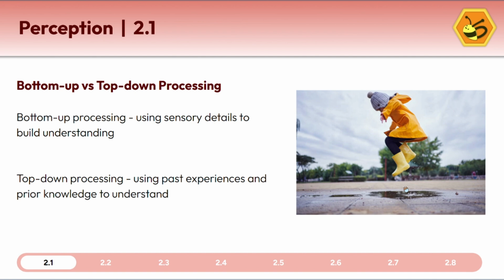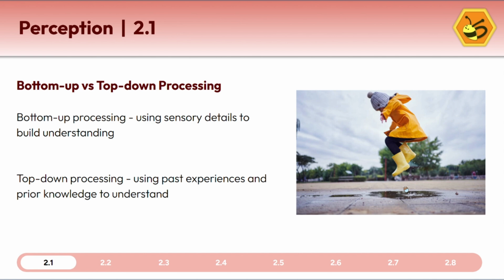Okay, let's start off by talking about bottom-up processing and top-down processing. Bottom-up processing is when you use sensory details to build understanding from scratch. Typically, we use bottom-up understanding when we come across something entirely new. Let's take the example of a child in a puddle. If a child comes across a puddle for the very first time, they might step in it and build an understanding based on their senses of sounds, vision, and touch that stepping in the puddle got them wet, and it might do that again to them in the future.